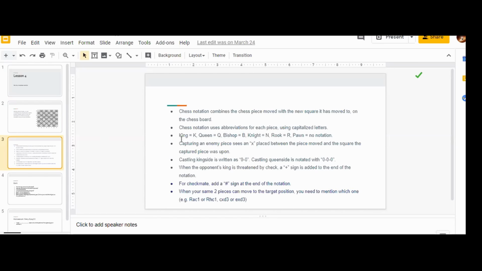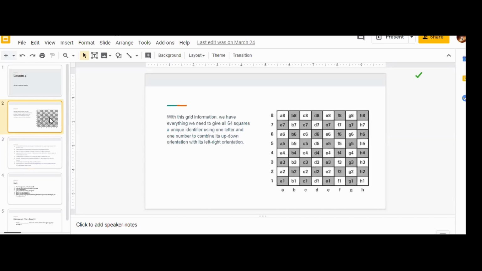So it'd be king is K, queen is Q, bishop is B, knight is N, right? Because both king and knight start with K, so knight's just N. That's just a rule, okay? Rook is R and pawn doesn't have anything, okay? So that's one of the confusing parts. If the pawn goes to E4, you just write E4, okay?